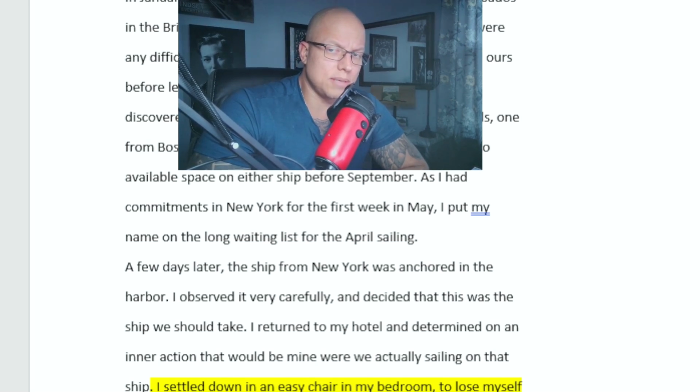So he went and looked at the ship. He looked at it because Neville Goddard absolutely believes that imagination creates reality. So whatever he wants, he will create it. So he looked at that ship and he said, that's the one.